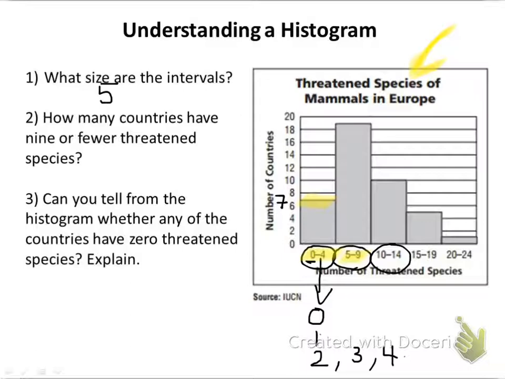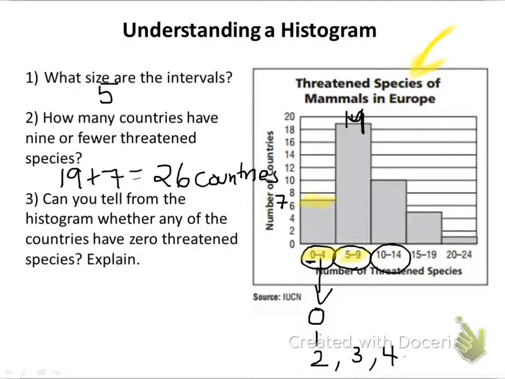Alright, let's look at the next one. We have to look between 5 and 9. How many countries have between 5 and 9 threatened species? This one is 19. So we need to add 19 plus 7, and our answer is 26. So 26 countries have 9 or fewer threatened species.